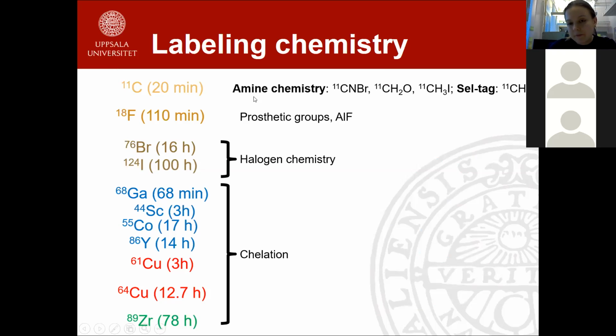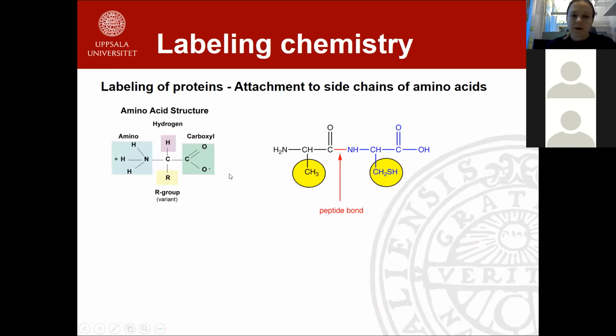For carbon-11, it's usually through amines on the proteins, amino groups on the proteins. For fluorine-18, some prosthetic groups or aluminum fluoride. That's what Bo will talk about in his lecture. For bromine and for iodine, it's halogen chemistry. And for the radiometals, it's chelation by chelators. So a little bit about the labeling chemistry.